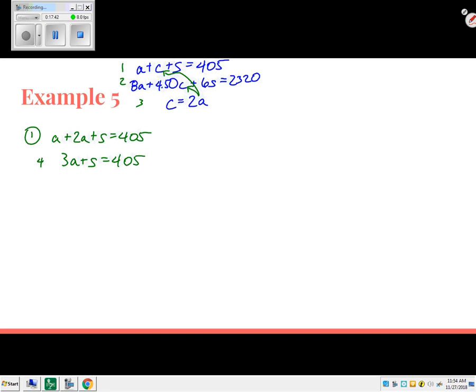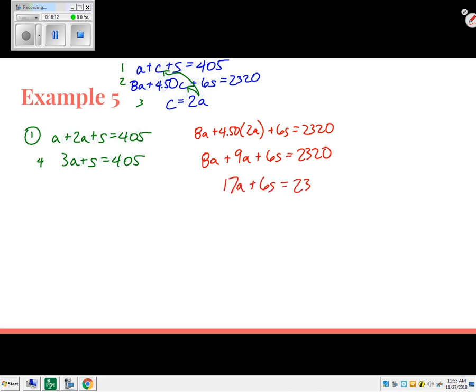Now, whenever I plug it back into equation 2, you know where I'm going to go with it. $4.50 instead of C, 2A. So we get 8A plus 9A plus 6S equals 2320. I can take that a little further. 17A plus 6S equals 2320. And now I have equation 5.